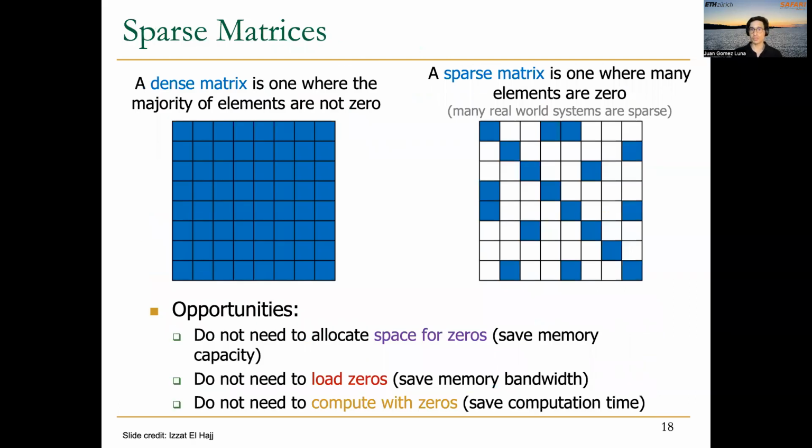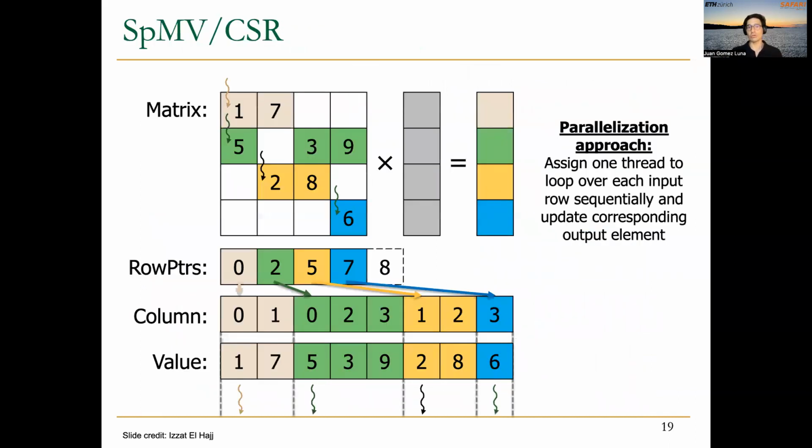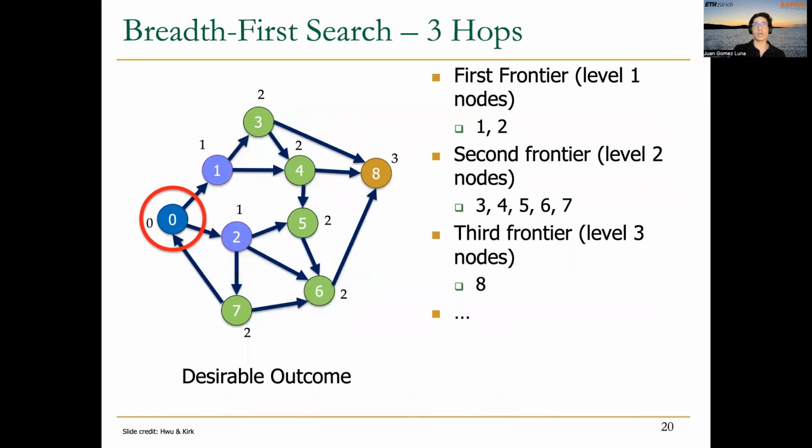We also talked about the sparse matrices. Remember that a sparse matrix is one matrix where most of the elements are 0. And we talked about several matrix compression formats, for example, CSR, which is one of the most commonly used.